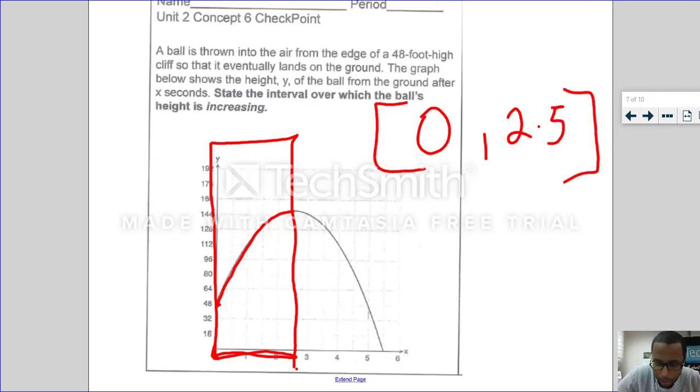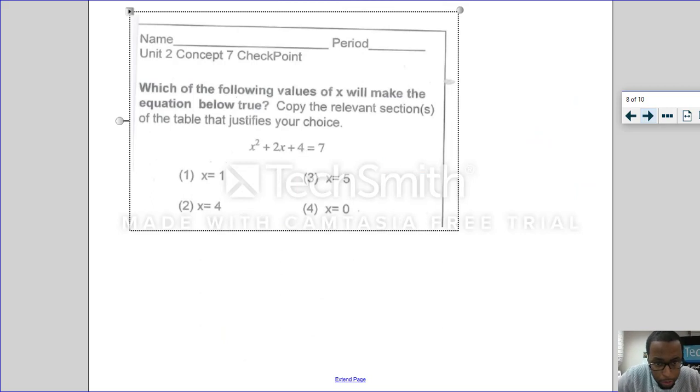That seems pretty straightforward. So again, your best bet is just to trace it in to make sure you know where it's increasing, okay? Which of the following values of x will make the equation below true? Copy the relevant section of the table to justify your choice.